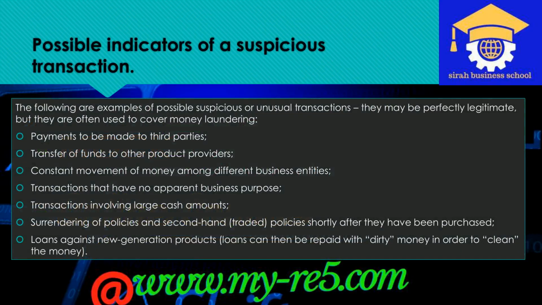Possible indicators of a suspicious transaction. The following are examples of possible suspicious or unusual transactions. They may be perfectly legitimate, but they are often used to cover money laundering. Payments to be made to third parties. Transfer of funds to other product providers. Constant movement of money among different business entities. Transactions that have no apparent business purpose.